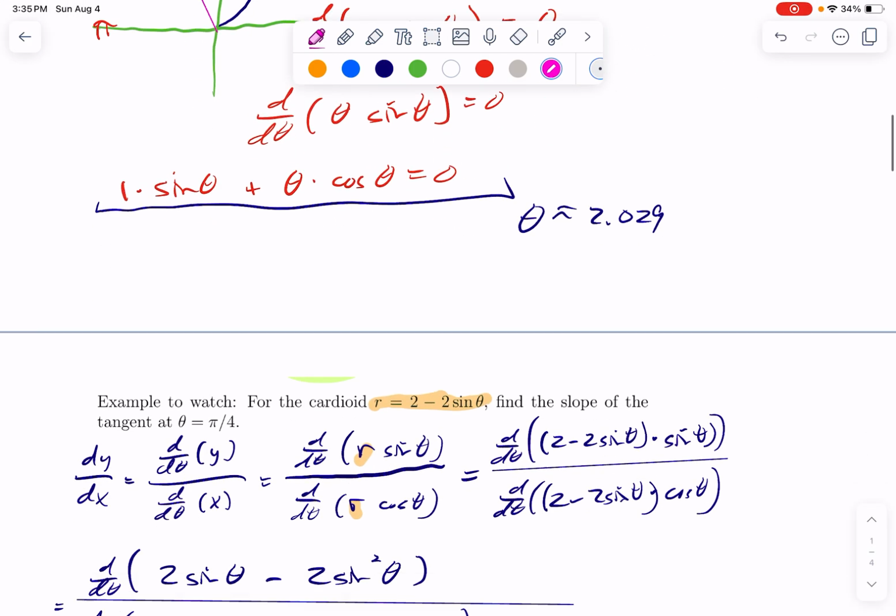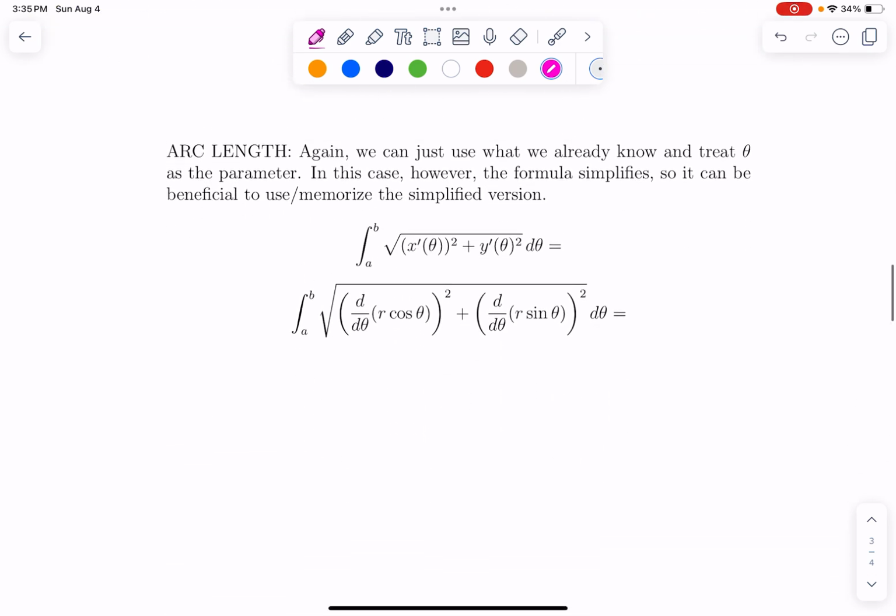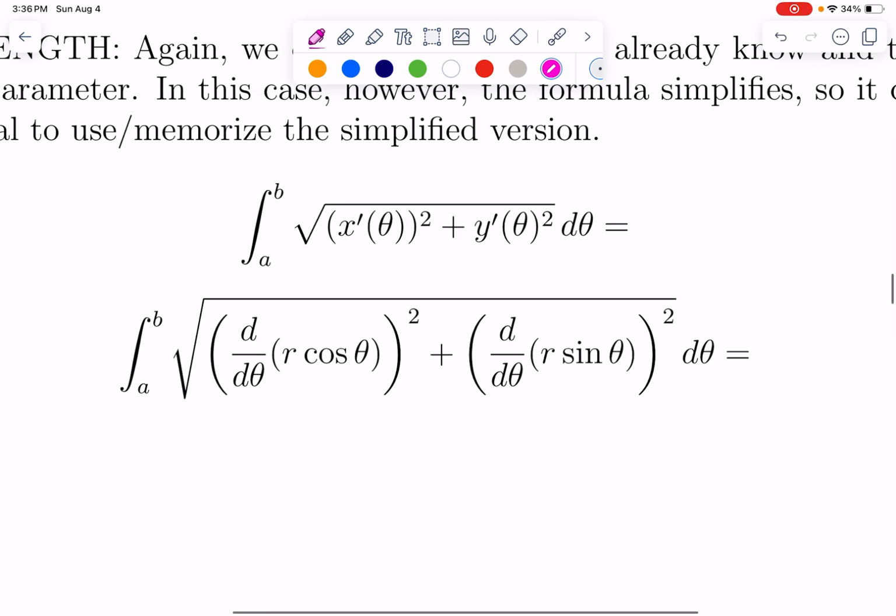Okay, so we've talked about slope. What else are we going to talk about? Arc length. Again, we know how to find arc length when there's a parameter, and we can treat theta as a parameter. So you could do that. You could say, all right, I know when I want to find arc length, I'm going between here and here, where these are values of theta. Derivative of x squared plus derivative of y squared, all under the radical, and I do that.